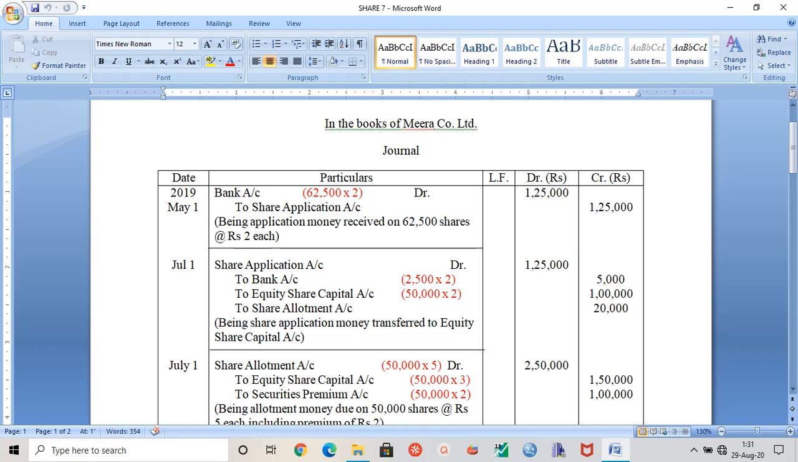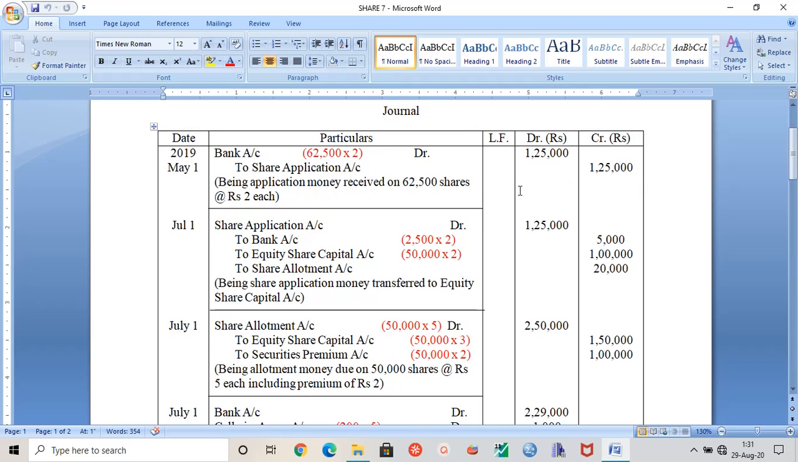Okay, students, now we are in question number 7. In this particular question, you can see the dates are also mentioned here. I will talk about the dates first. Whenever you receive the application money, the date is mentioned already: 1st May 2019. This is the date when you received your application money.